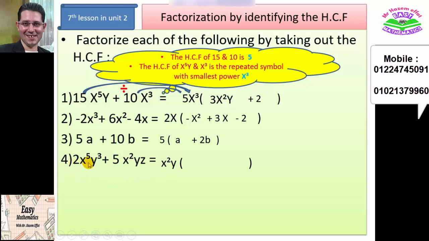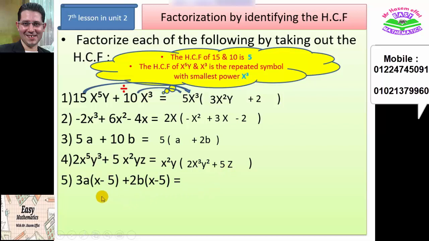First one, 2x^5 y^3 divided by x^2 y, will be equal to 2x^3 y^2. And by dividing the second one, 5x^2 y z by x^2 y, it will be equal to, yes, positive 5z.